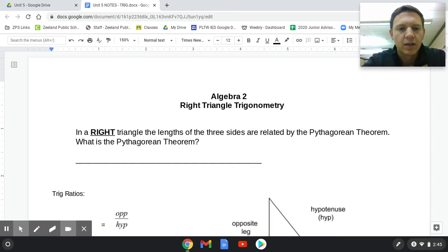First, in a right triangle, the lengths of the three sides are related by the Pythagorean theorem. I think you've all heard of the Pythagorean theorem before. If not, well, first, what is the Pythagorean theorem? Let's just review that real quick.